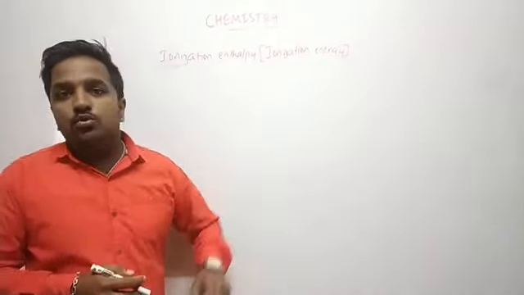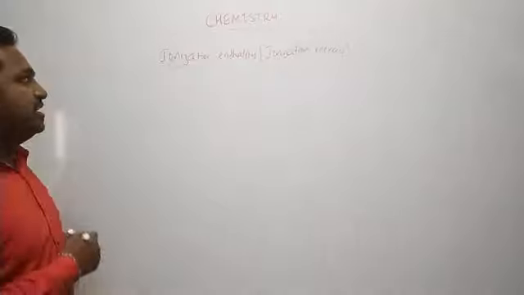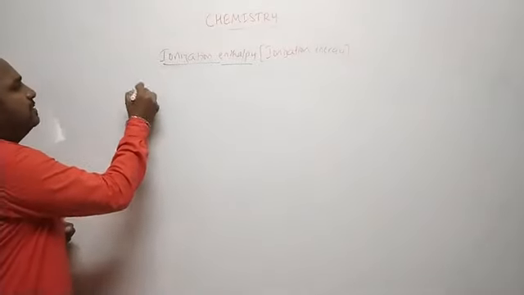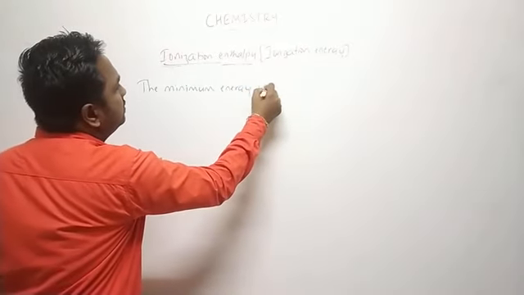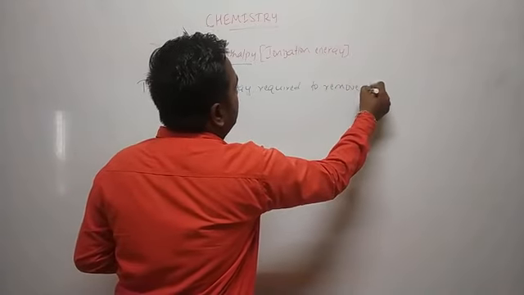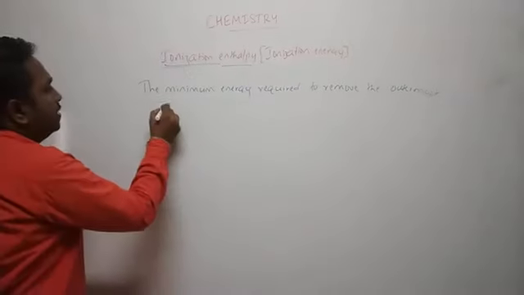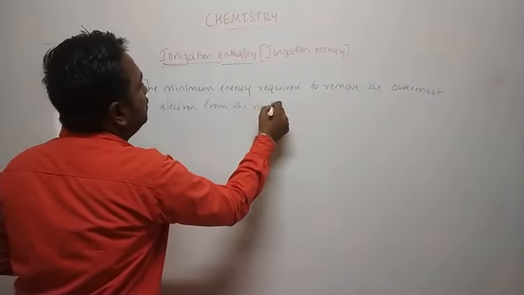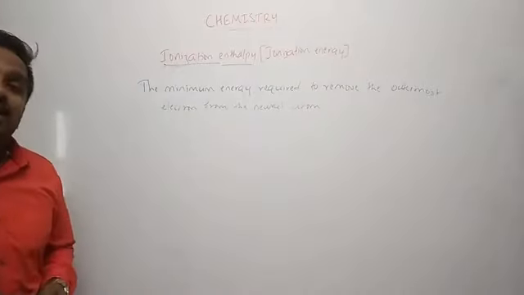When an atom either loses an electron or gains an electron, it will become an ion. So if you understand this word ionization enthalpy, this is the minimum energy required to remove the outermost electron from the neutral atom. It is known as ionization enthalpy.